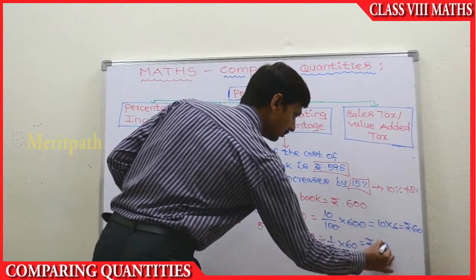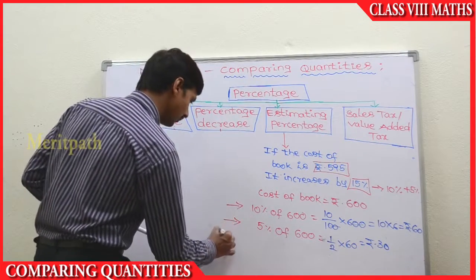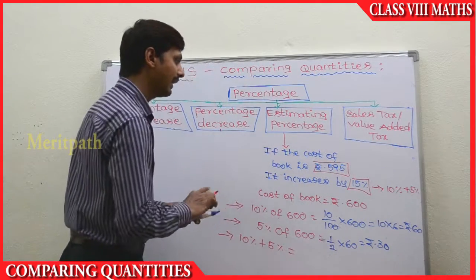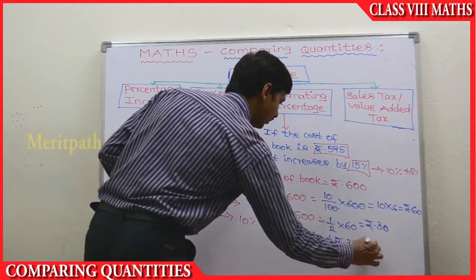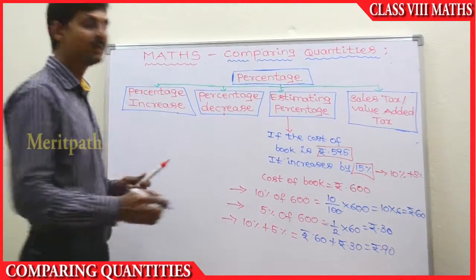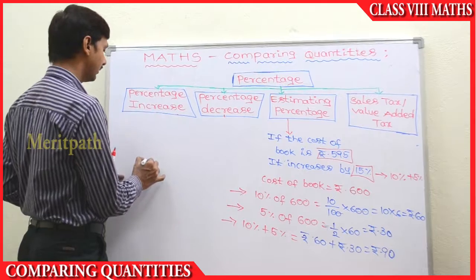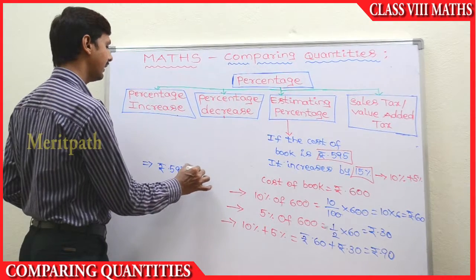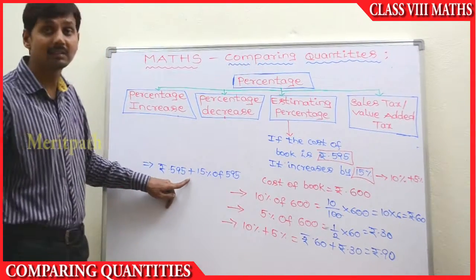So now we have 10% and 5%. The total percent is 10% plus 5%, so we get 60 rupees plus 30 rupees, that will be 90 rupees. So the total cost of 15% is 90 rupees. To increase the percentage, the actual cost of the book is 595 rupees and it increases by 15% of 595. So that's the reason we have added.